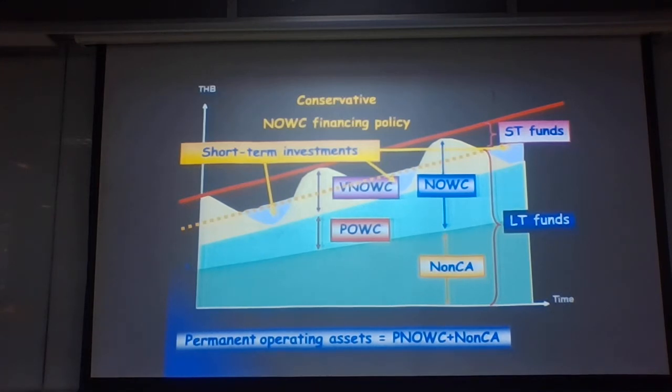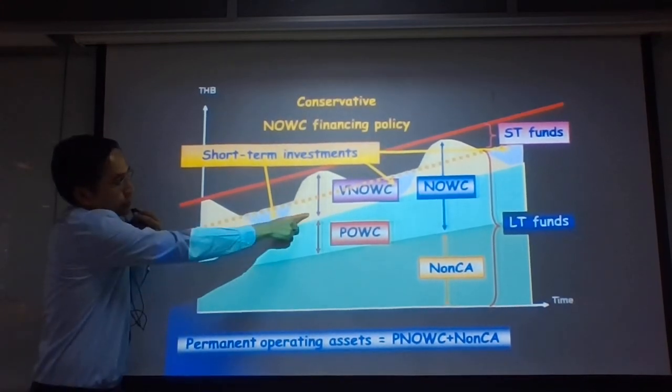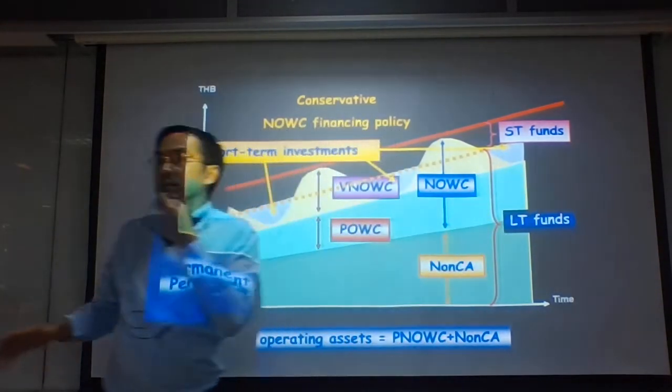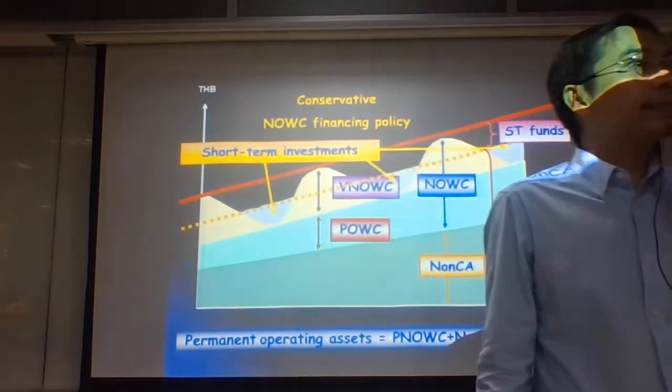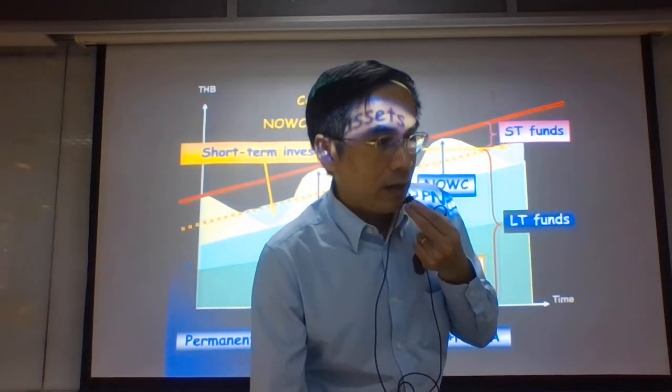So basically, this is long-term, this is long-term, and this is short-term. So you just split the funds into two types, short-term funds and long-term funds. If you use more short-term funds, you are more aggressive. If you use more long-term funds, you are conservative. Okay? Questions? All right.